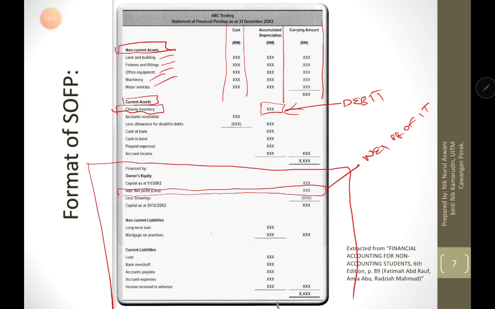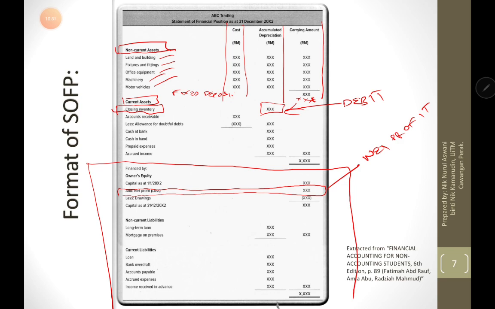Sometimes ada juga non-current asset dalam bentuk investment. Contohnya fixed deposit. Kalau fixed deposit dia akan masuk bawah daripada ni, dia letak satu di sini. Okay, katakan fixed deposit, kita akan letak di bawah. Okay, saya akan bagi contoh nanti kemudian. Okay, so kita akan tengok cost less accumulated depreciation, susut nilai terkumpul, dan kita akan dapat carrying amount to reflect to the current amount.